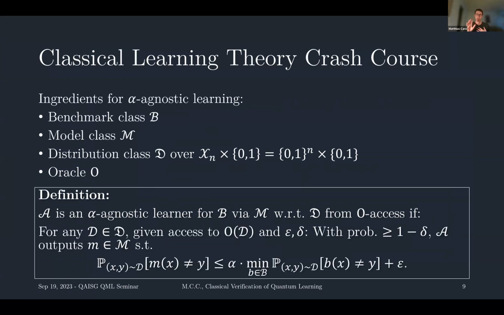So we have this benchmark class, and we want to perform well relative to the benchmark class. So the goal is that after learning, the learner gives out a model whose error probability is only epsilon more than the best possible error probability that we could have achieved in the benchmark class. And we have this prefactor alpha that ideally we want to be 1. Not for all our results are we able to achieve this, but this is the motivation behind the definition.